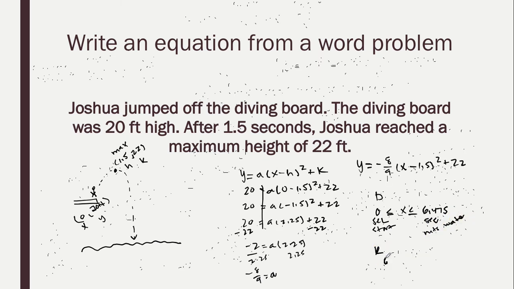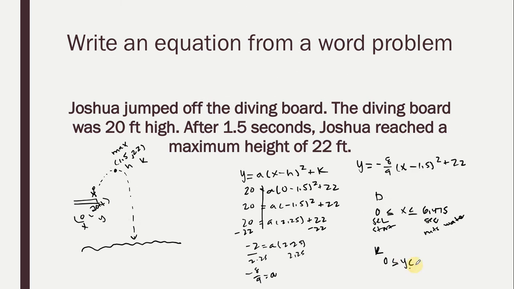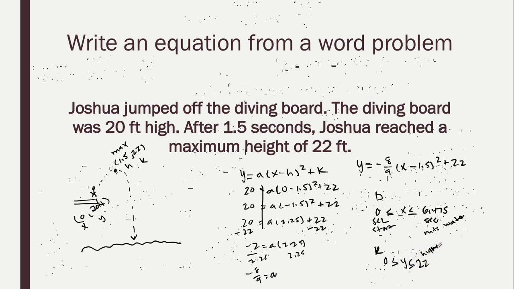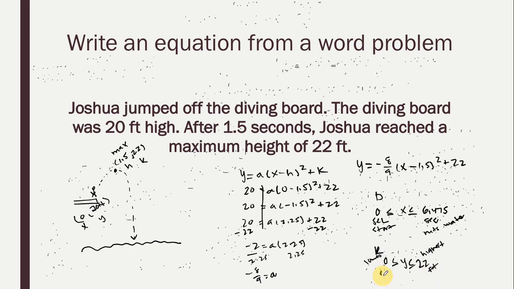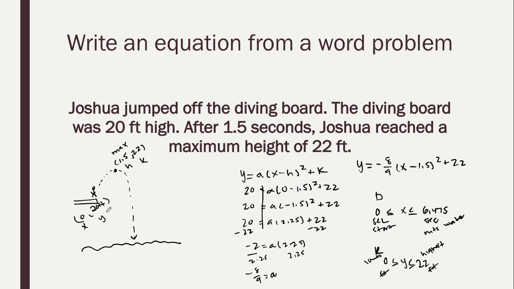And my range would be 0 is less than or equal to y is less than or equal to 22. This highest point he's at in feet, and this is the lowest point he's at in feet. 0 to 20 feet is my y-intercept, where he started at. Maximum height he reached is at 22 feet in 1.5 seconds, and he hit the water at 6.475 seconds. So my 0 represents when he hit the water.